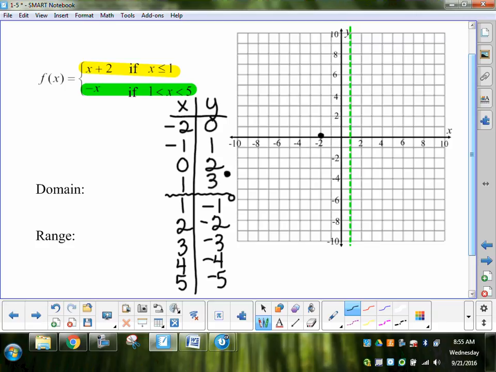-1, 1, 0, 2. And then 1, 3 gets it closed. Now, this is a line. Can you continue that out? Sure. We've got enough at the slope of -1. We don't need to list out a table. Continue what the trend is.